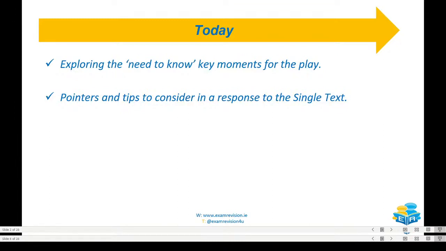Now again, I'm not a font of all knowledge on King Lear. It's a vast play, and I'm sure your teachers are excellent, and I'm sure you've gotten lots of good information from them. So this isn't about reinventing the wheel, just looking at little tips and pointers that I've found over the last couple of years, either teaching my own students or looking through 300 or 400 exam scripts for the state exams. What stands out? What makes a good single text essay, etc.